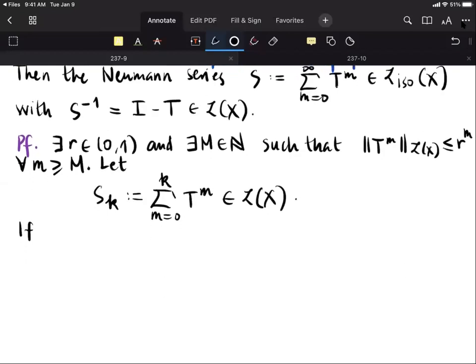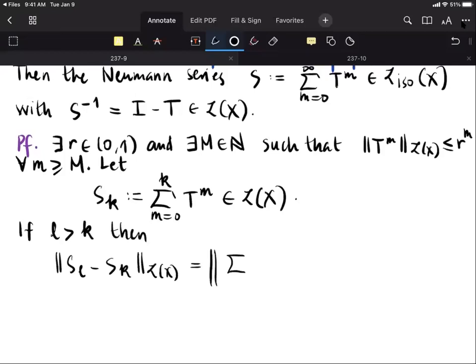So for this, if L, let's say, is greater than K, then let us take the difference of two partial sums. Taking the operator norm, here you need to take the sum from K plus 1 to L of T to the M. The terms 0 to K, since K is less than L, will be cancelled.